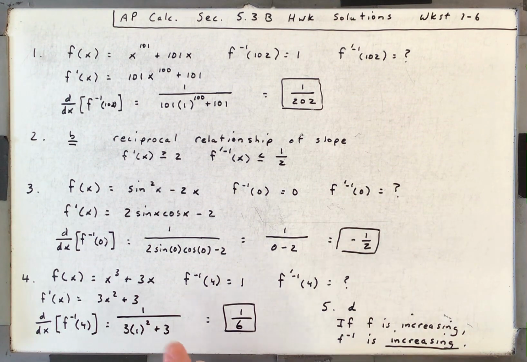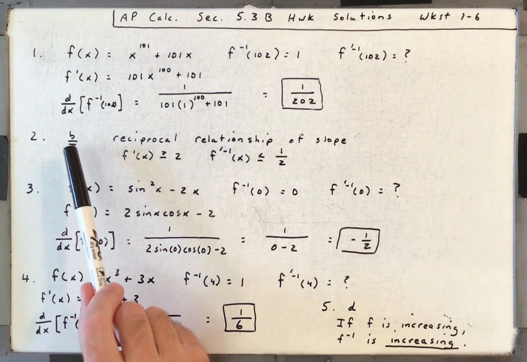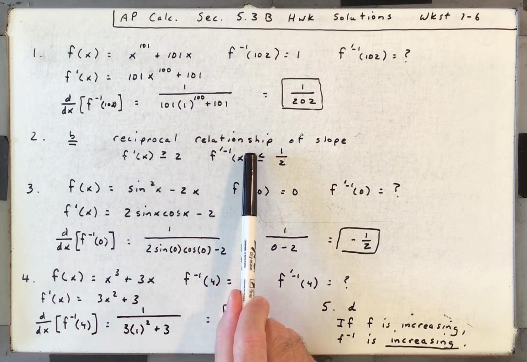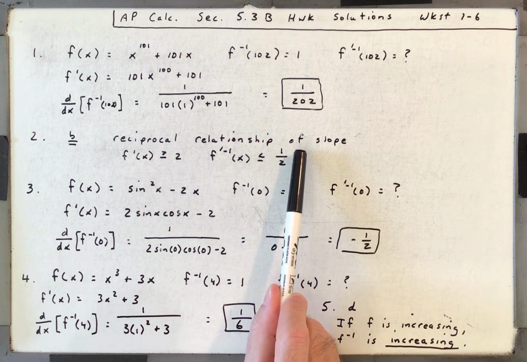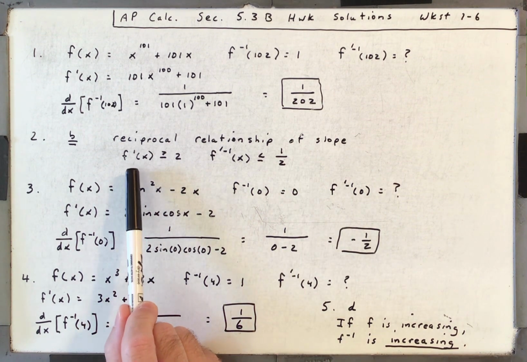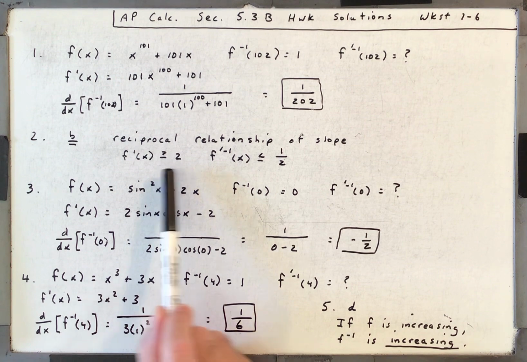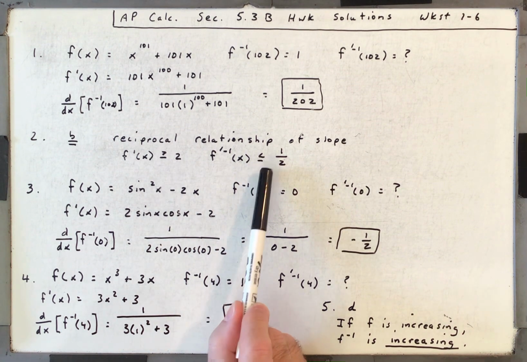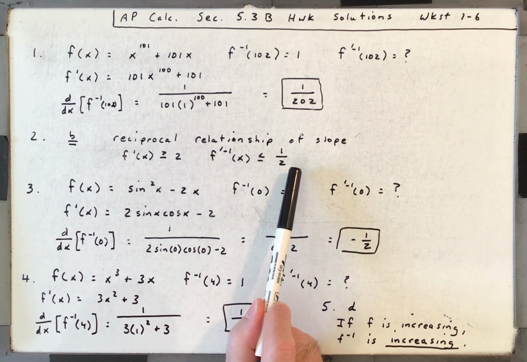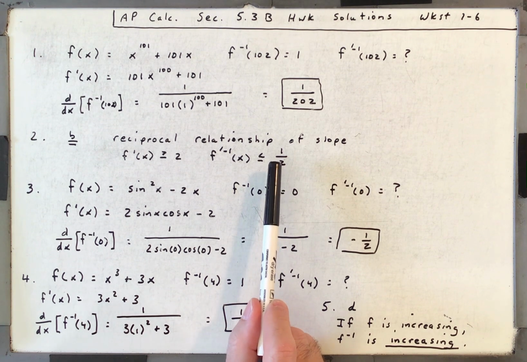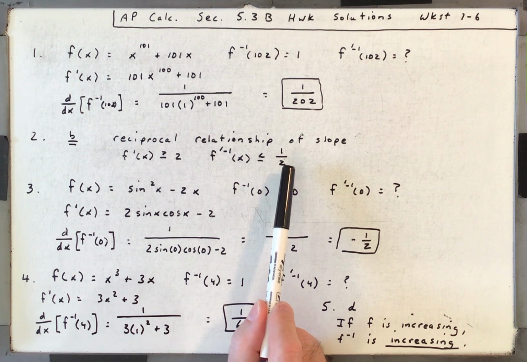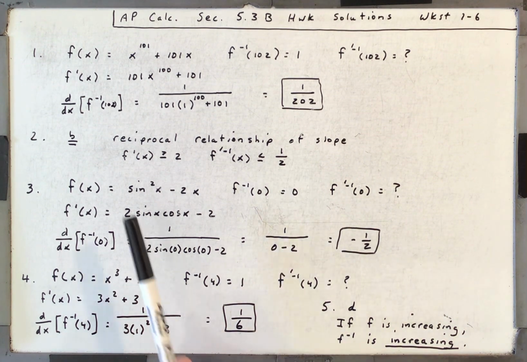All right, number 2, the answer is B, because of that reciprocal relationship of slope between the original function and its inverse. So if the slope is greater than or equal to 2, then the slope of the inverse must be less than or equal to 1/2. All right, so everything else on there just isn't necessarily true. All the other options, I mean.